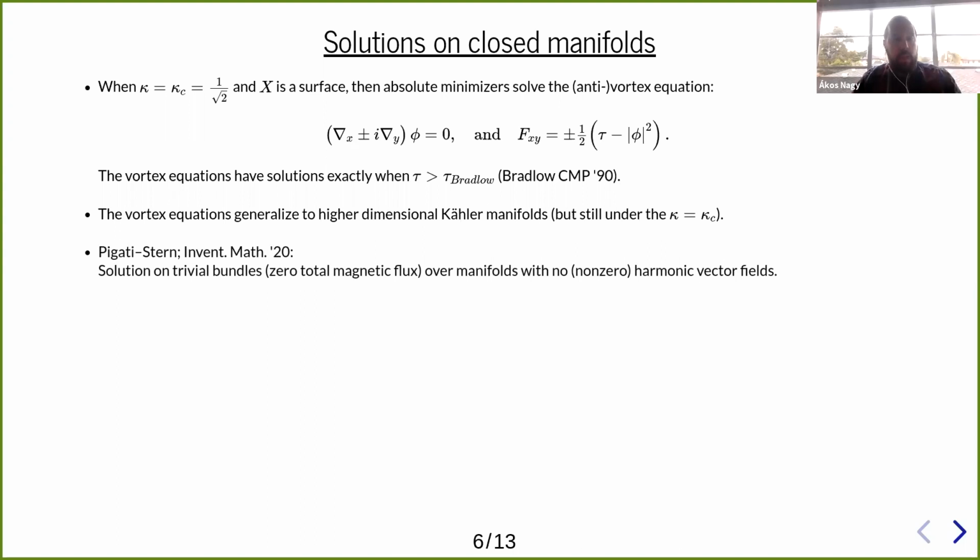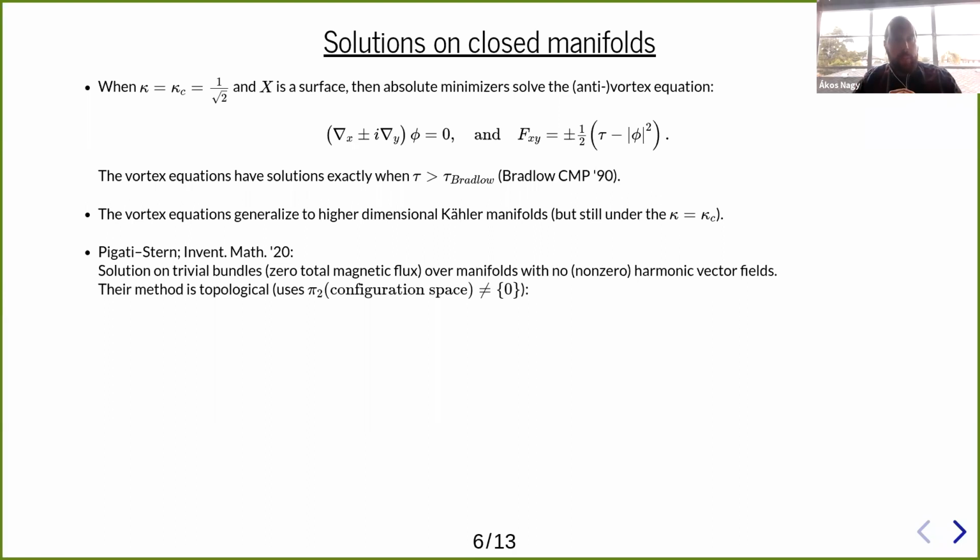So another beautiful result in the theory of solutions on closed manifolds is due to Pigati and Stern, a recent paper where they construct on the trivial bundle non-trivial and non-minimal solutions under the conditions that, well, actually, sorry, I shouldn't have that. Forget the second condition. They don't. That's not necessary in their result. I wanted to say that a little bit later. So the condition that they have is that the line bundle is trivial. So there's sort of zero magnetic flux.